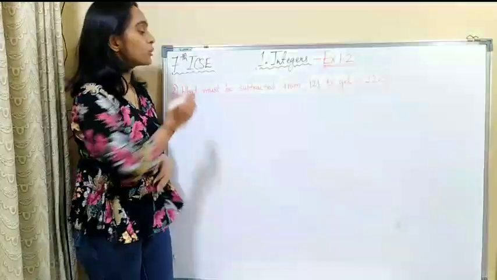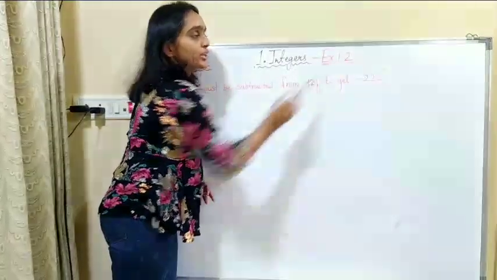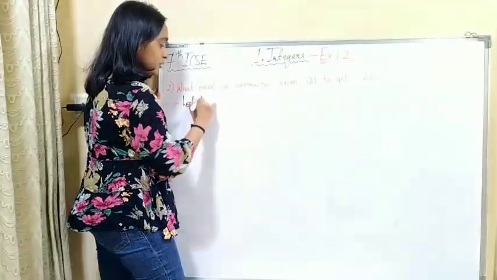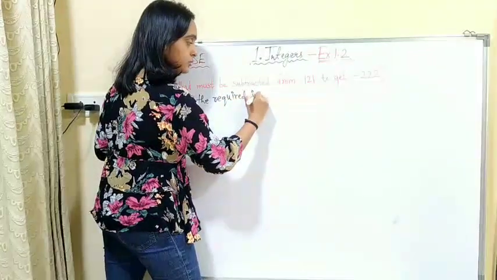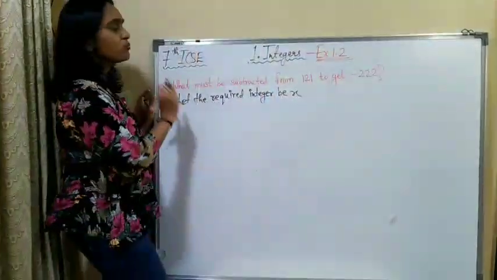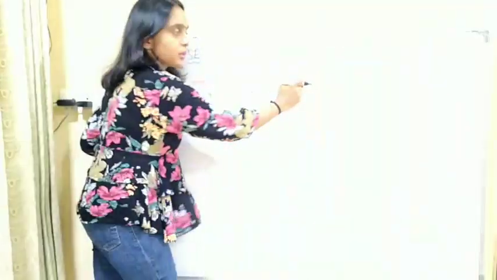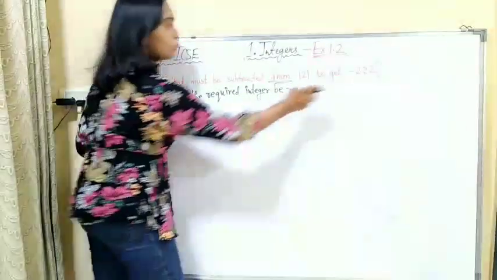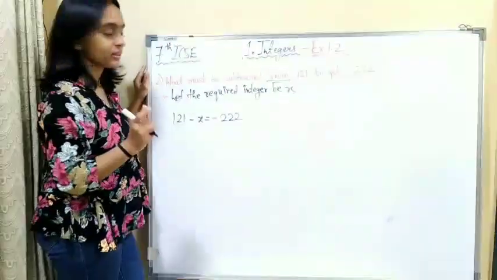The next question is, what must be subtracted from 121 to get minus 222 as your answer? So again you will do the same step. Let the required integer be x. What must be subtracted from this number? So you will write this number first. So 121 minus x will give you minus 222 as your answer. Now you have to find the value of x.